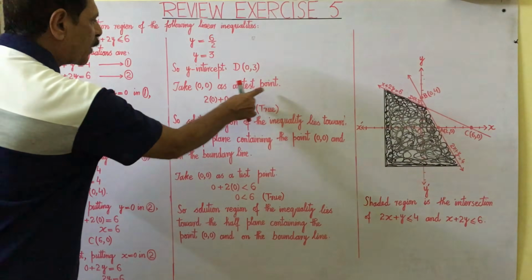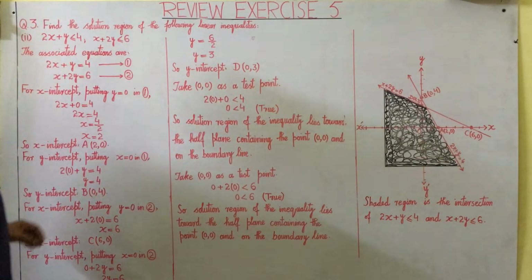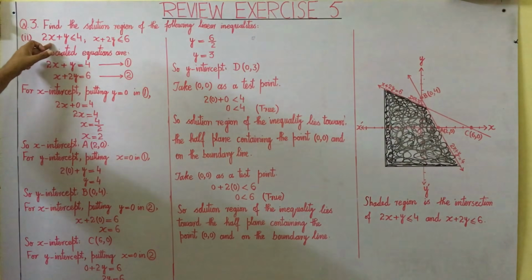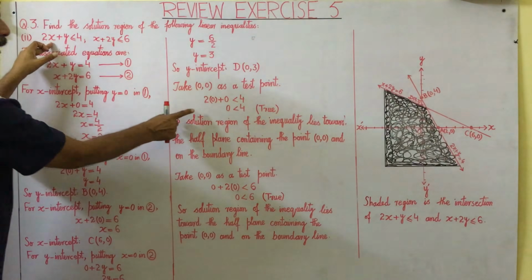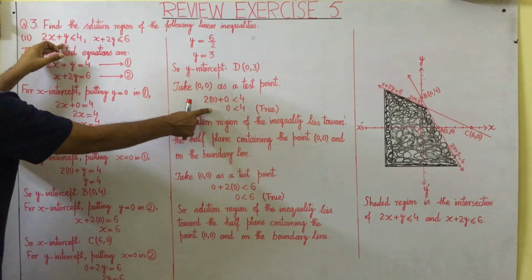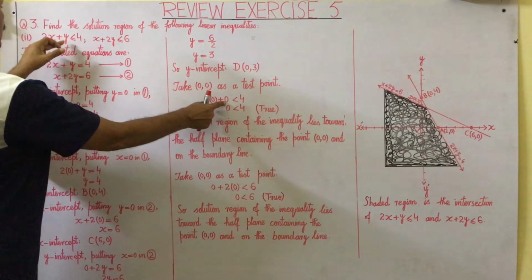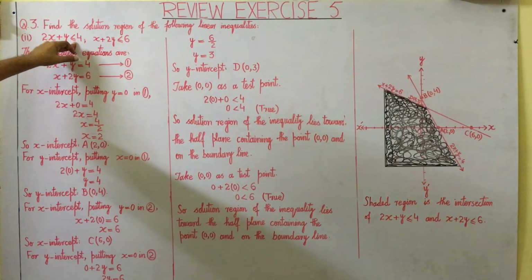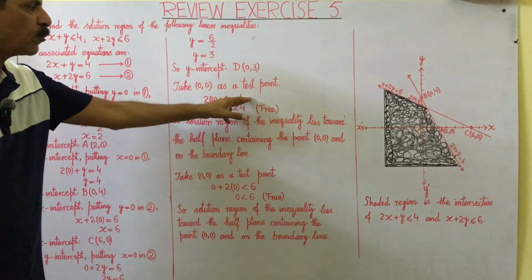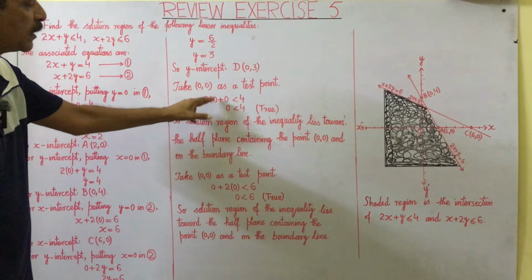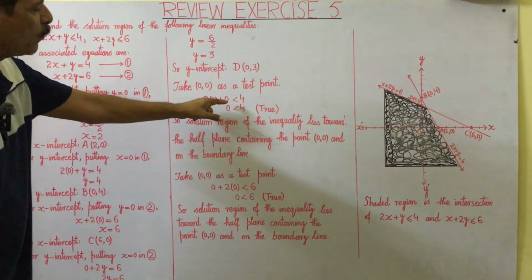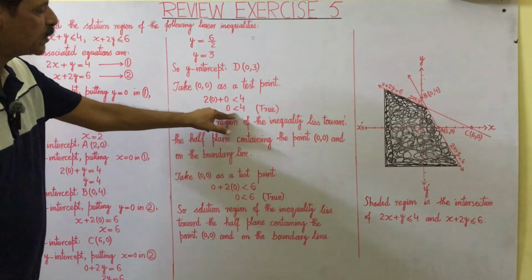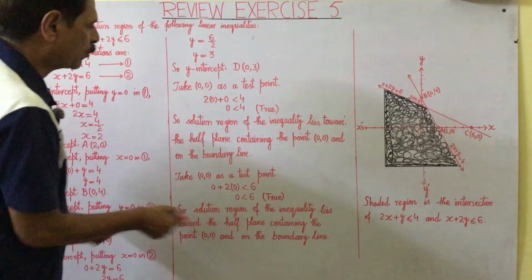Take 0, 0 as a test point and put it in the first inequality. 2 into 0 plus y, also replaced by 0, is less than 4. Here it is less than or equal to, but you know 0 is not equal to 4. Instead you can say it is less than 4, so you will write here only less than. 0 plus 0 is less than 4, which is true.